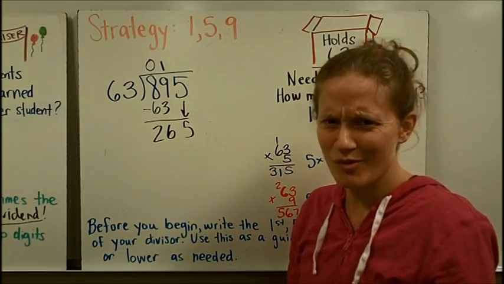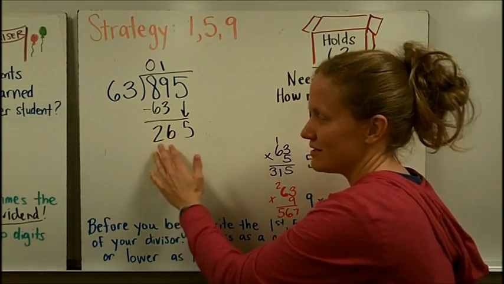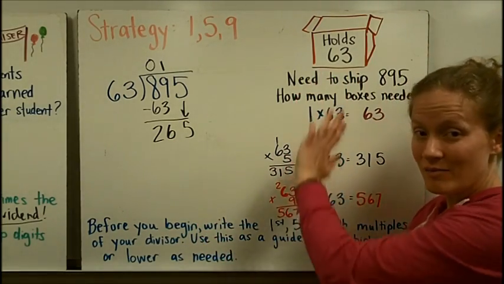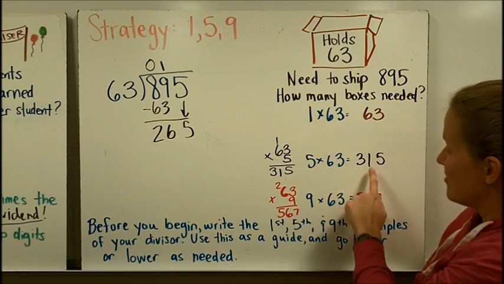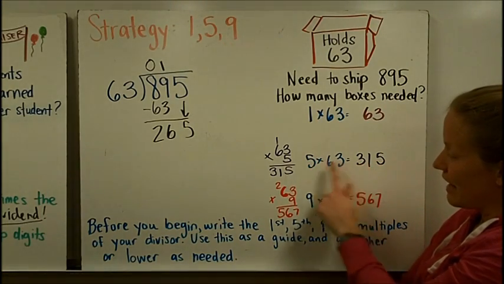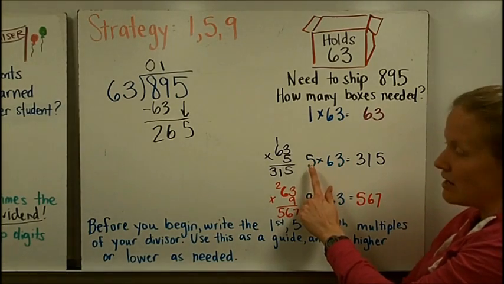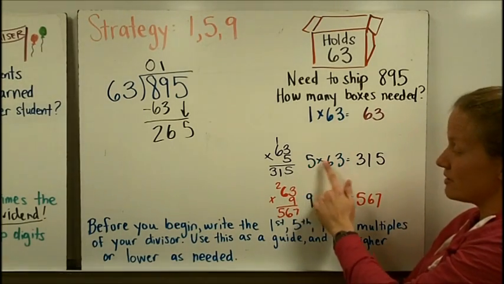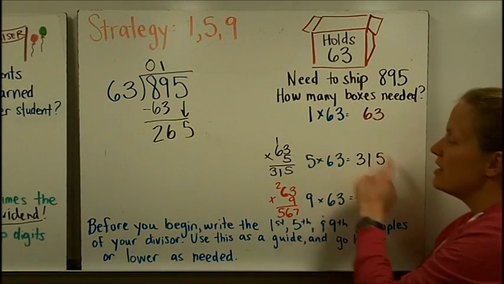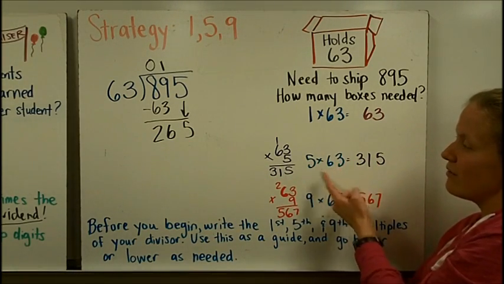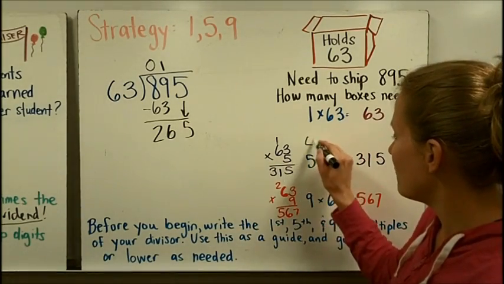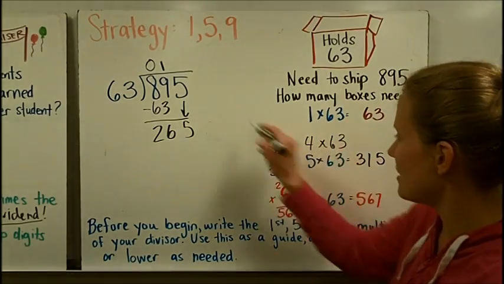Now I'm at that tricky point where I have to say, how many times does 63 go into 265? Well, let's look at the guide that we made before we even started. I immediately go here, and I see that it's going to be less than this. It's going to be possibly 4 times 63. That would be the next thing that I would try, because 265 isn't too far from 315. I know I need a number less than 315. So I'm going to try 4 times 63 and see what I get.